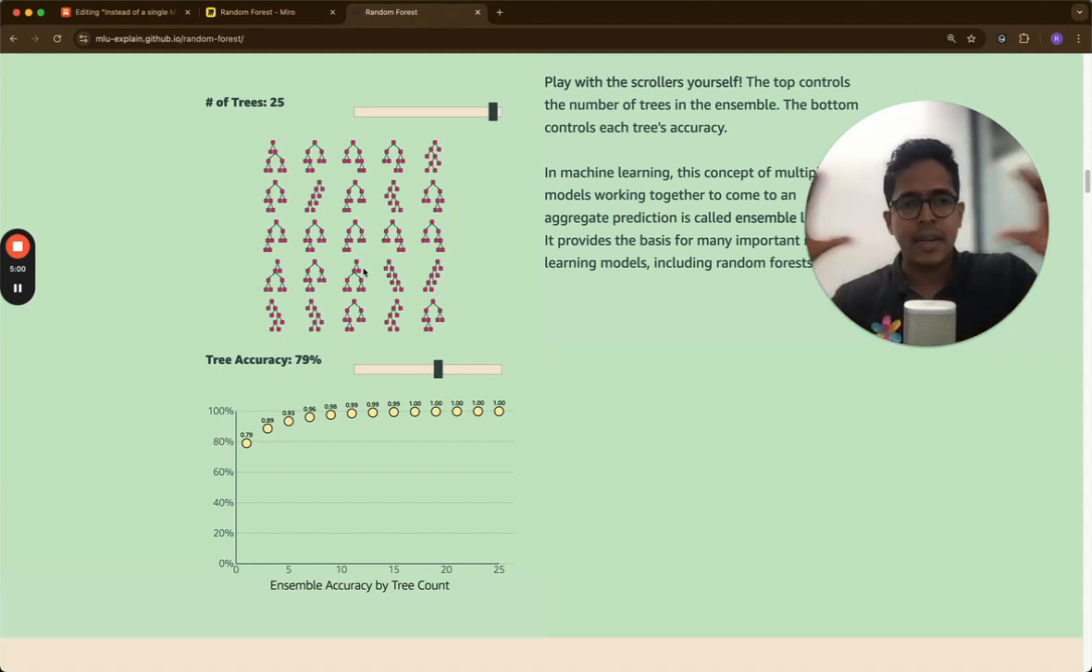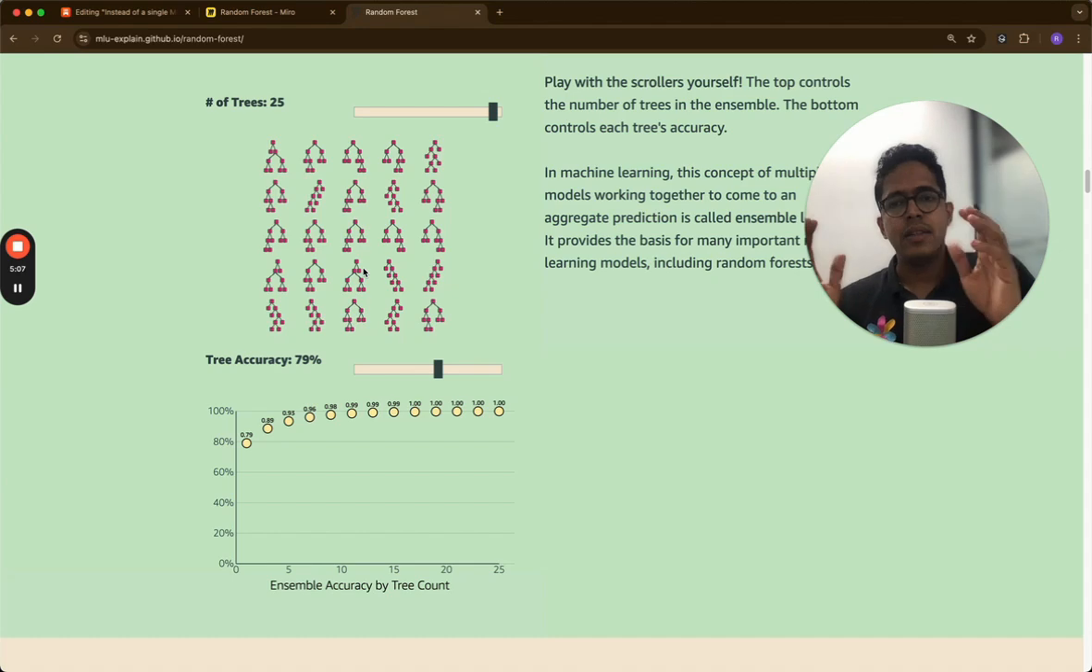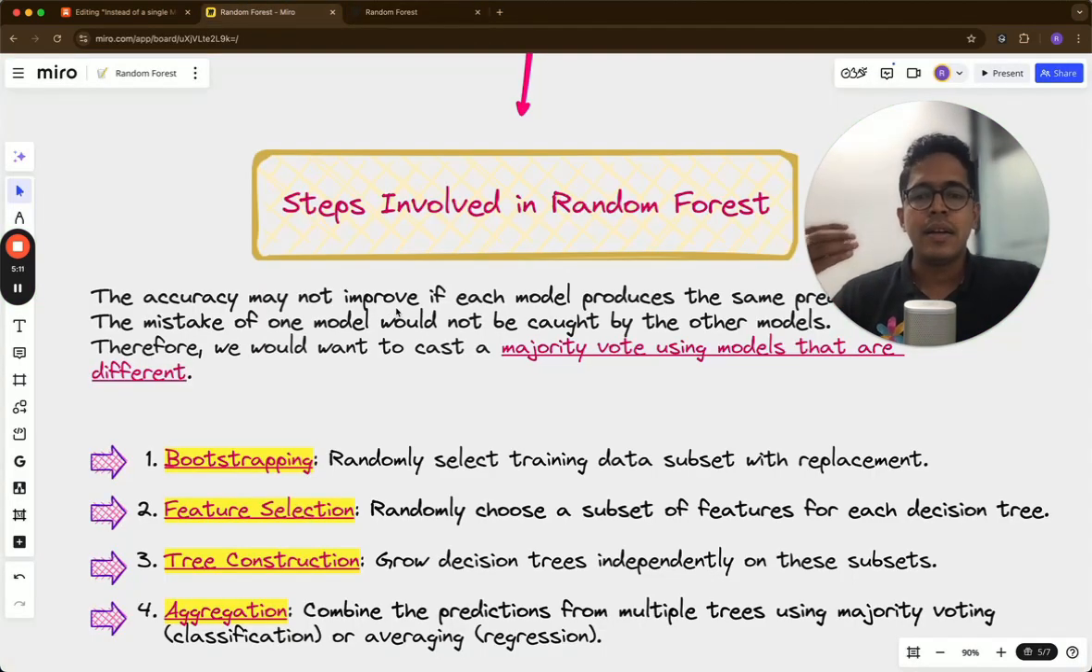And if you have, let's say, 10 features, you take another random subset from among those 10 features and you feed that to that tree. And like this, you repeat for many different trees. So that way, each tree can make a different set of predictions.